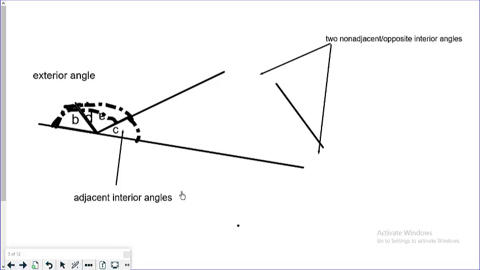When we arrange them, if you do it very well, you see that the two angles will add up to angle D. So we have just established that angle B plus angle A is equal to angle D. So the two opposite interior angles will add up to give us the exterior angle. Good.